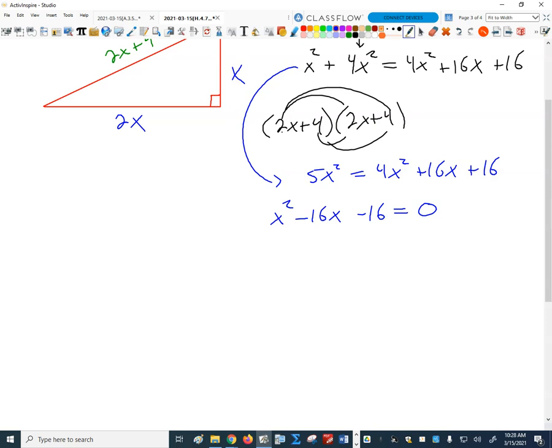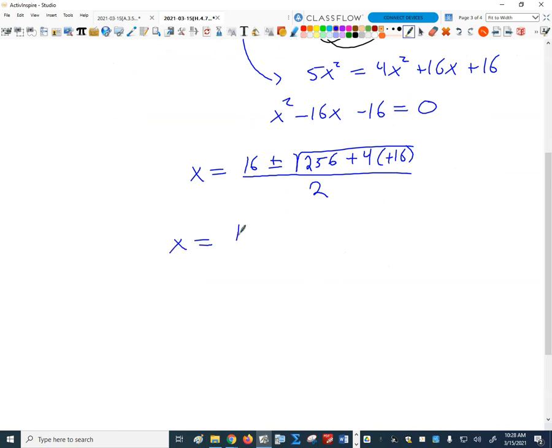Okay, so this is one that's not going to factor, is it? So we're just going to use the quadratic formula. So x equals negative b, so that's 16, plus or minus the square root of 16 squared, so that's 256, minus 4 times negative 16. So minus a negative, that becomes positive, doesn't it? If I multiply two negatives, I'm getting positives. Divided by 2.